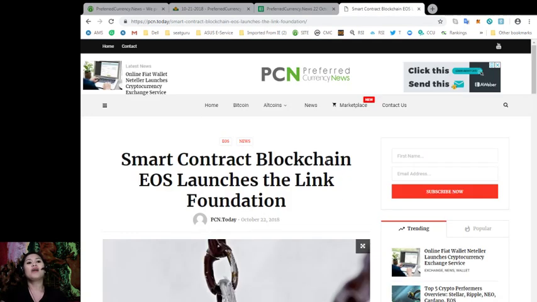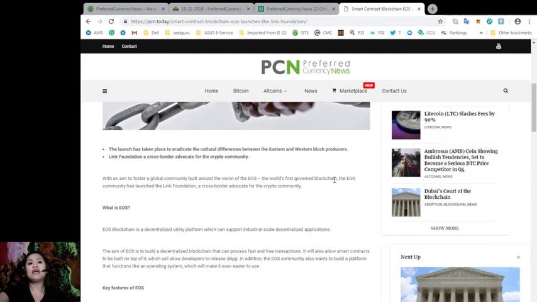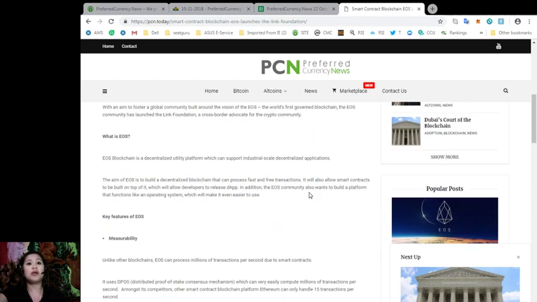Alright, so going back to the news for today, smart contract blockchain EOS launches the Link Foundation. With an aim to foster a global community built around the visions of EOS, the world's first governed blockchain, the EOS community has launched the Link Foundation, which is a cross-border advocate for the crypto community.